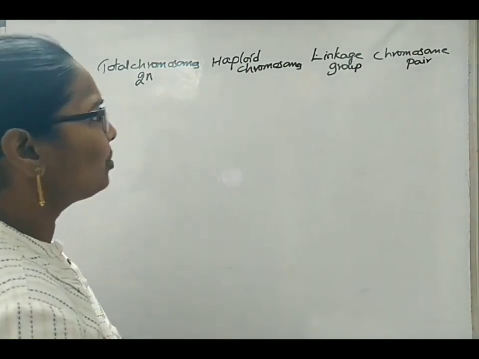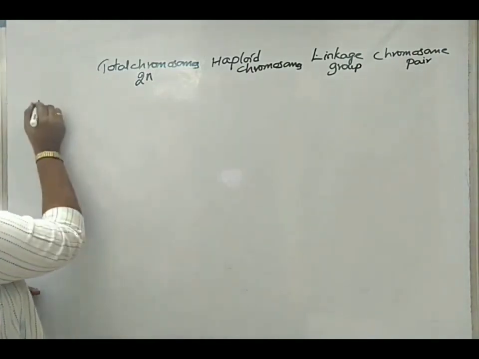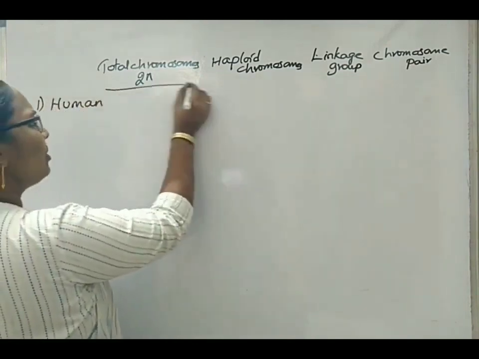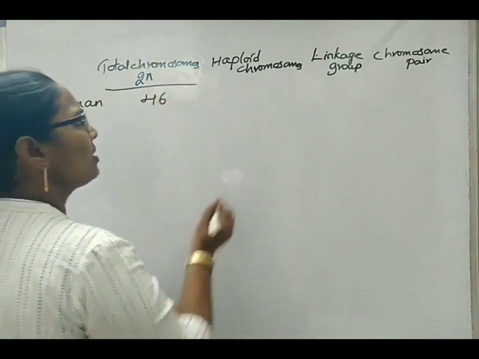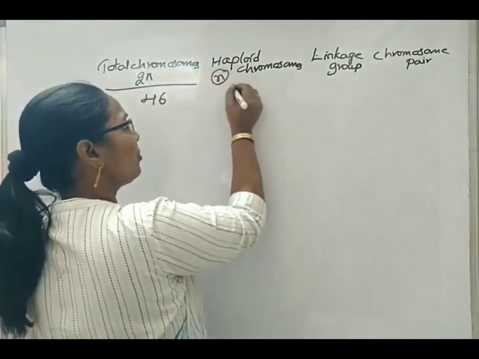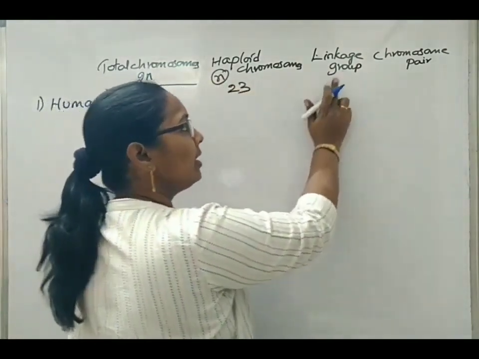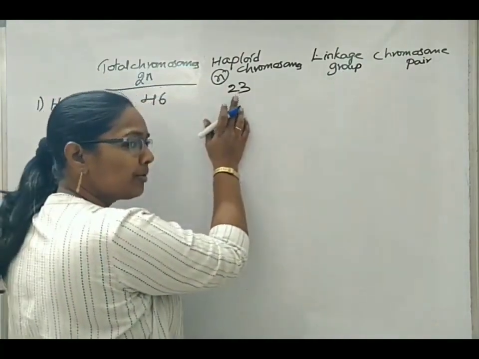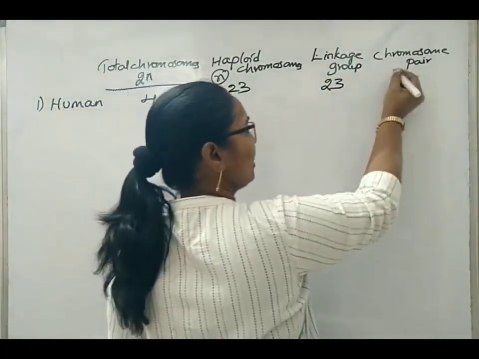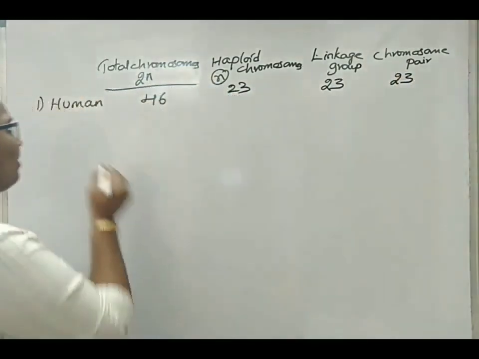Take some examples to represent the total number of chromosomes, which we consider as the 2n condition, the haploid number of chromosomes, and the linkage group number in different organisms. If we take human beings, we know that the 2n condition is 46. If 46 is the 2n condition, then the haploid number is 23. I told you that linkage group and haploid number of chromosomes are the same, so the linkage group also will be 23. Chromosomal pairs also are 23 pairs.